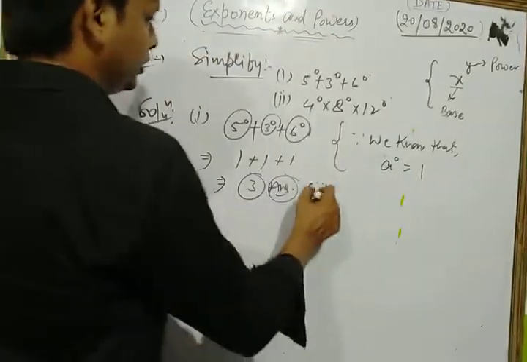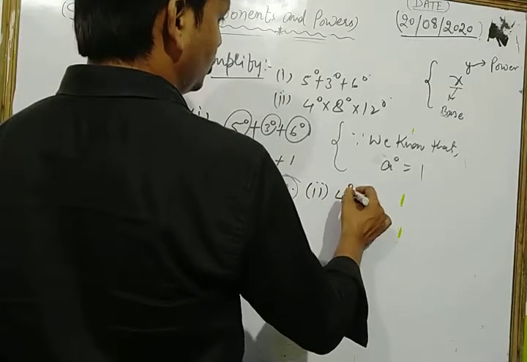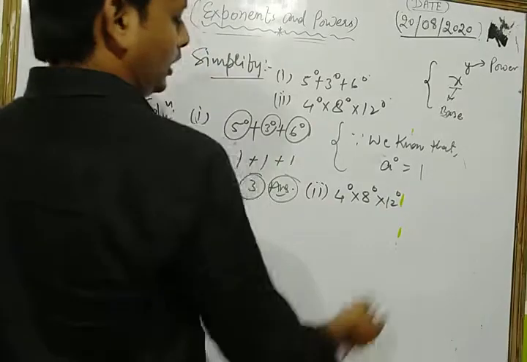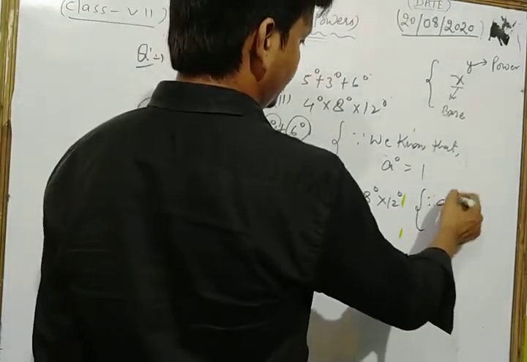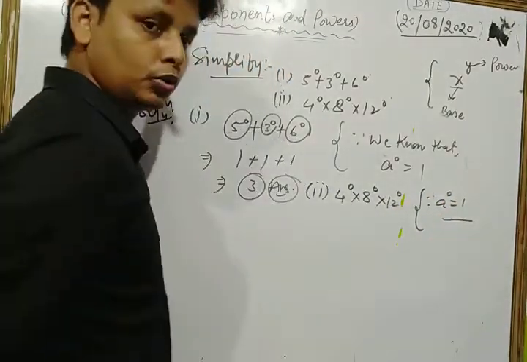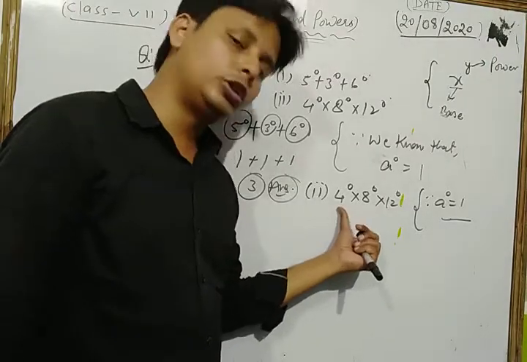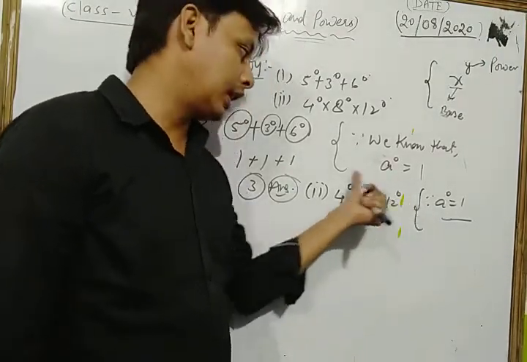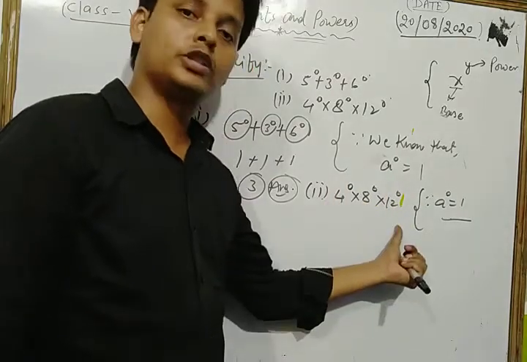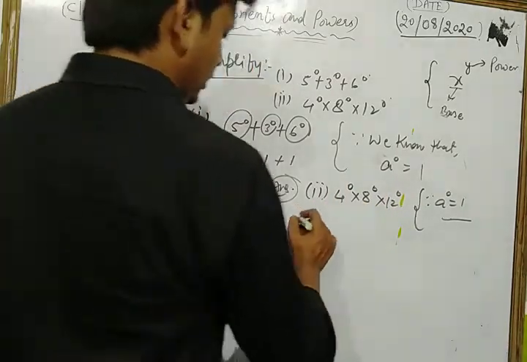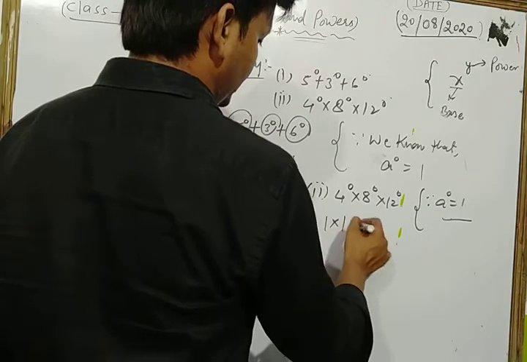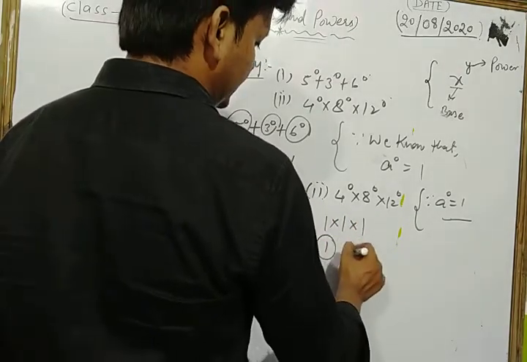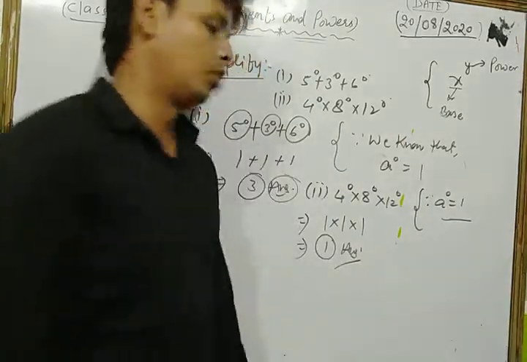Look at the second part. Your second part is 4 to the power 0 into 8 to the power 0 into 12 to the power 0. Again you write it in this way, since we know that 8 to the power 0 is always equal to 1. So the value of 4 to the power 0, 8 to the power 0, and 12 to the power 0, all the values in this expression are 1. So we have 1 into 1 into 1, which is equal to 1. This is our answer. Okay.